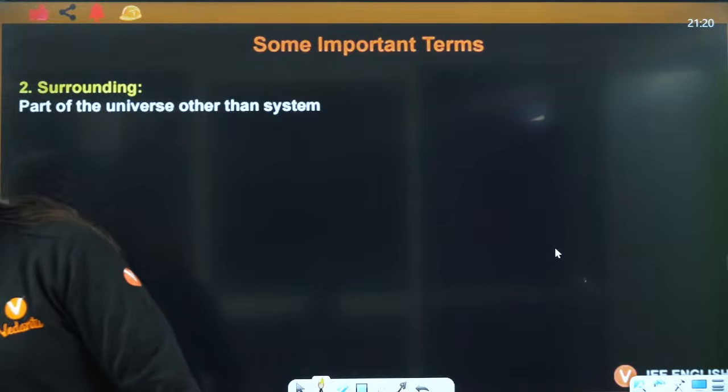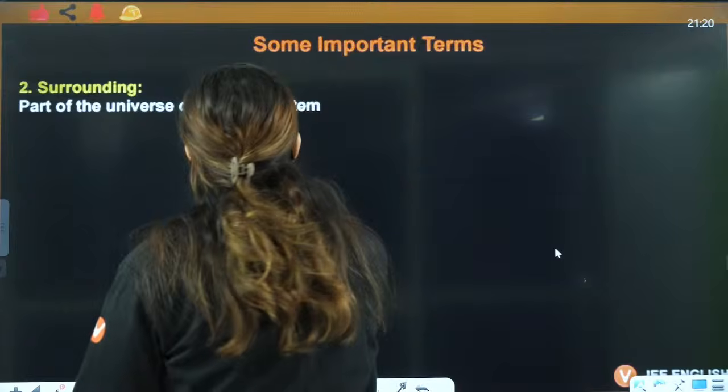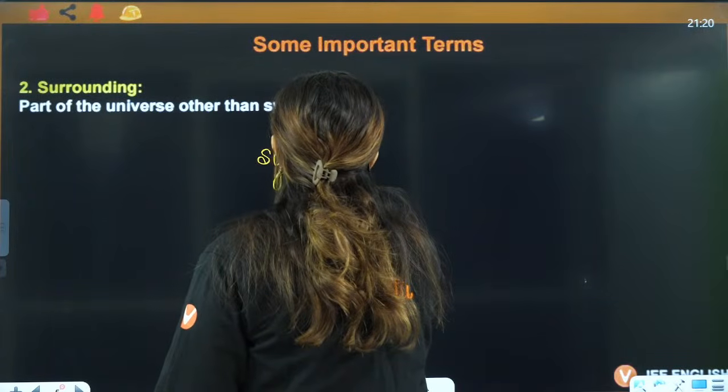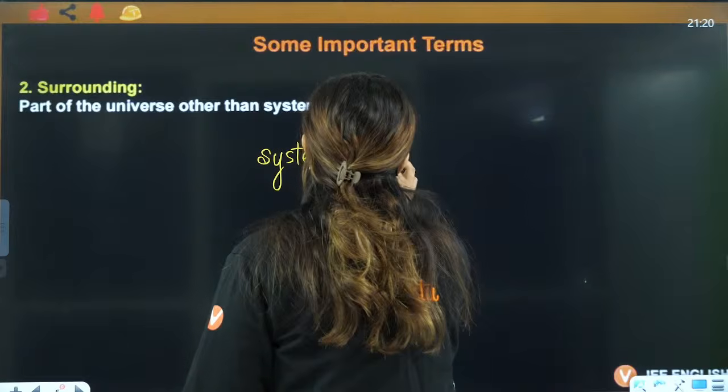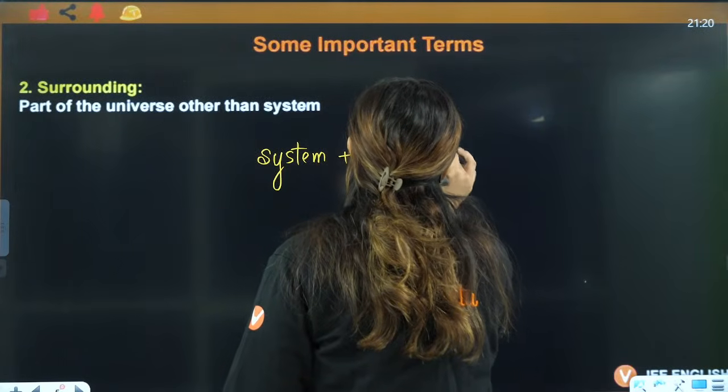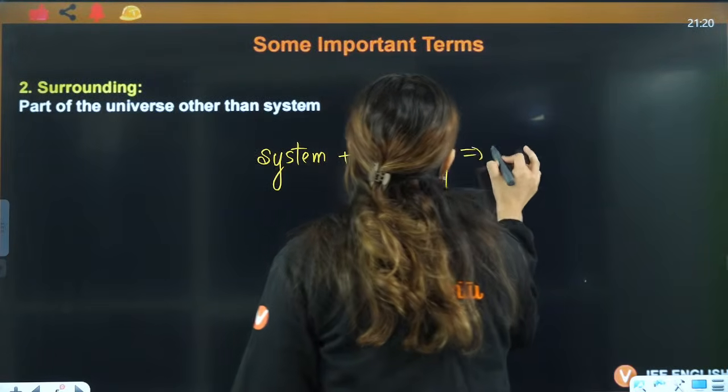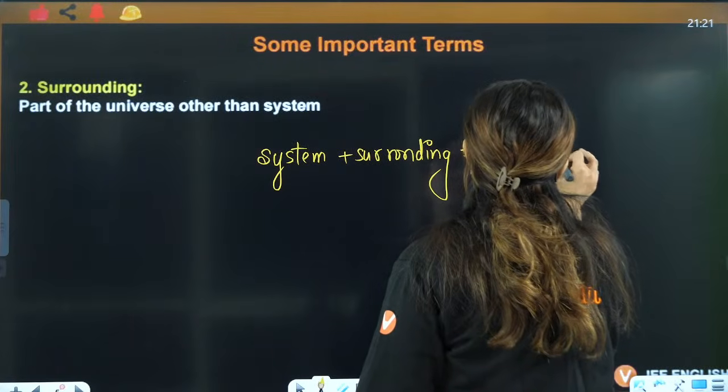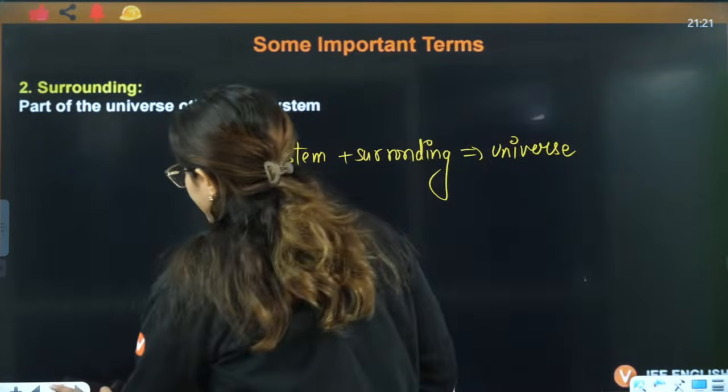So universe means system plus surroundings. System plus surrounding will make the universe. This is thermodynamics language, okay?